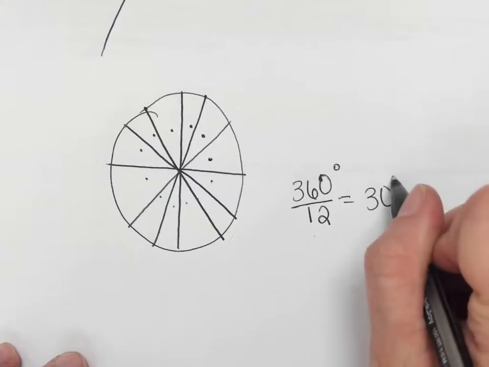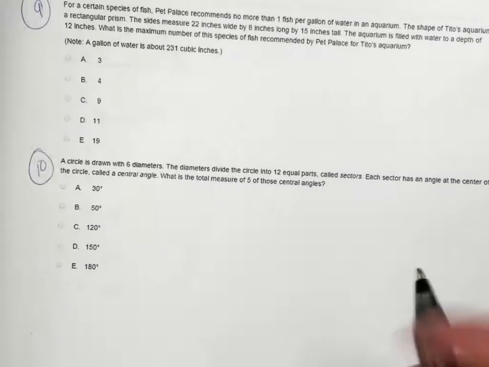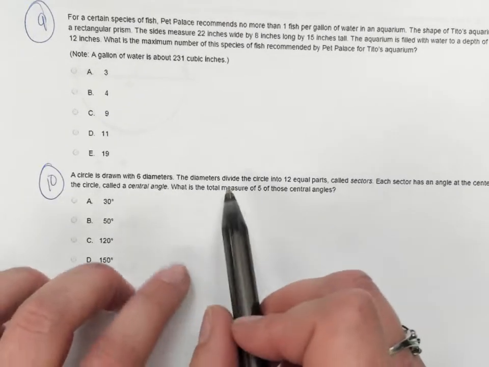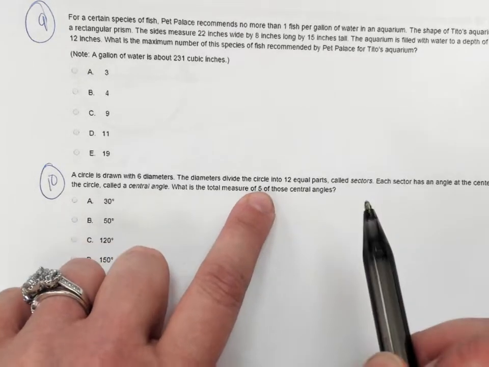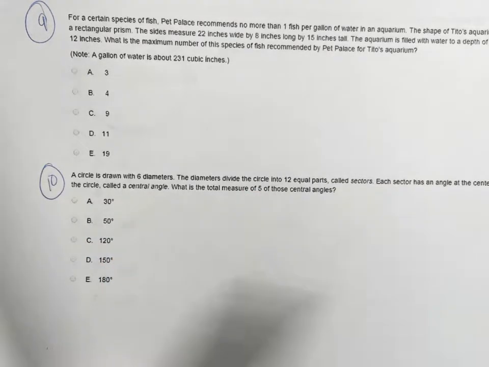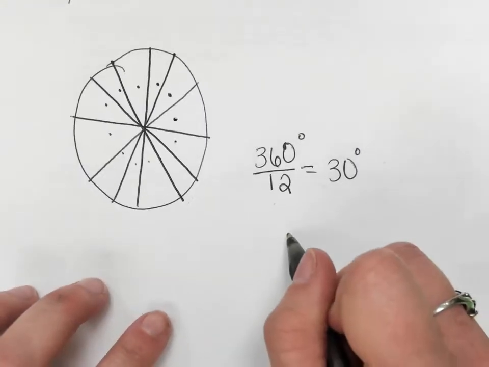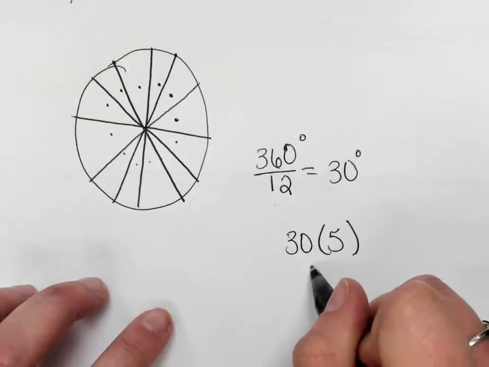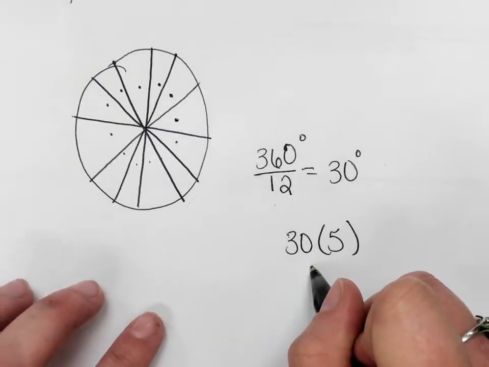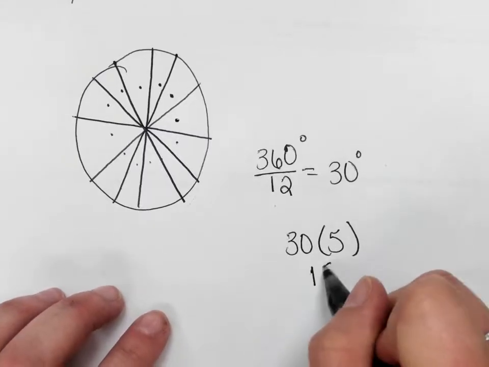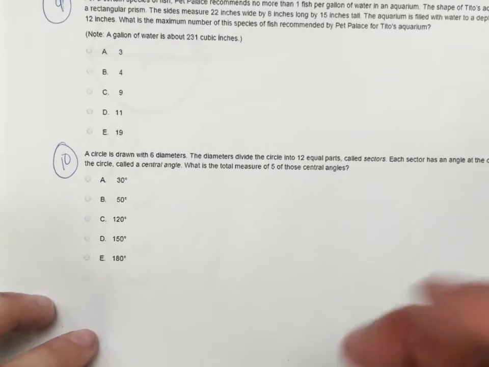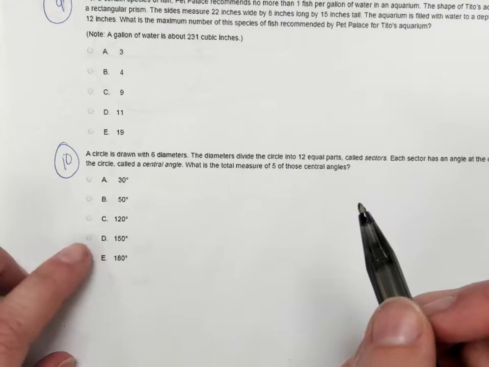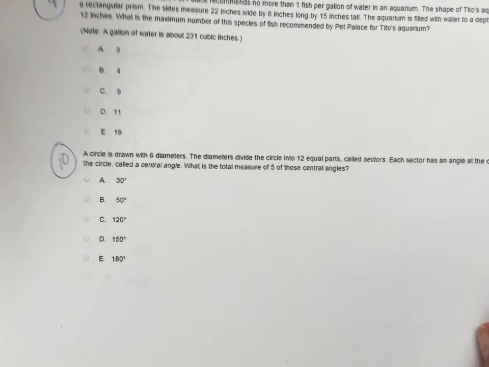30. And it wanted us to find how many angles. Let's see. What is the total measure of how many? 5. So how many 30s am I going to have? 5. How much is that? A lot. Use your calculator. You got calculators. It's math class. 150. Very good. So that would be which answer? D. Very good. All right. That'll be it for today.